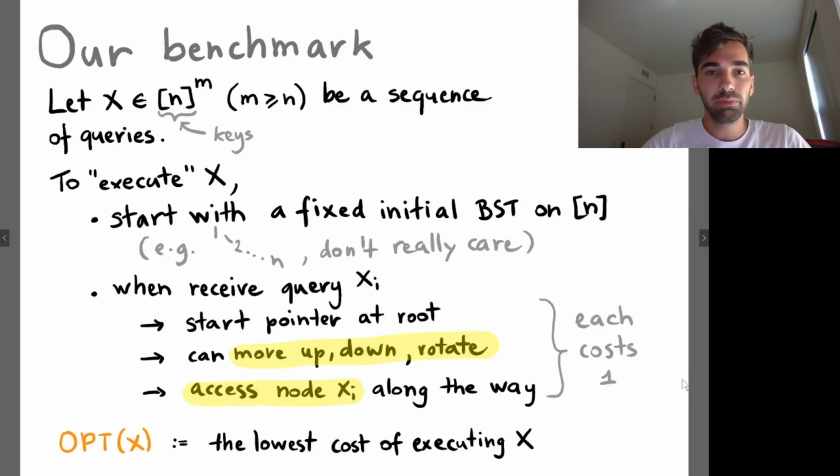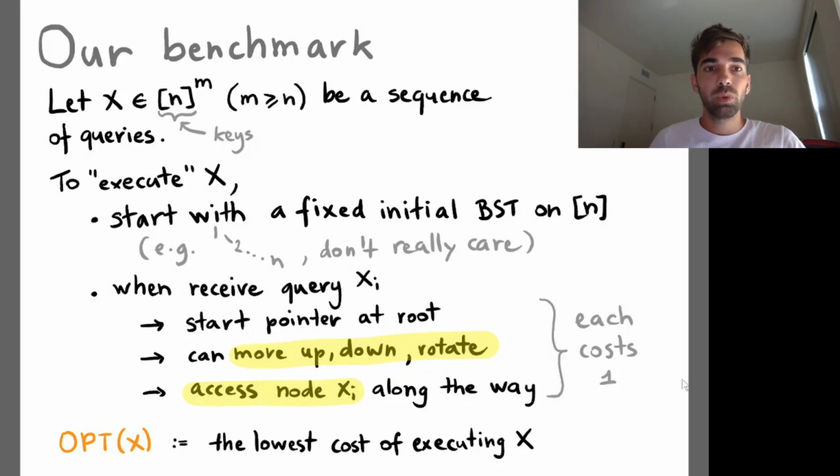And the answer is, well, maybe. We don't really know yet. And that's the dynamic optimality conjecture. But first, let's make the question rigorous. So what's our benchmark? What's the goal that an algorithm should be able to achieve?